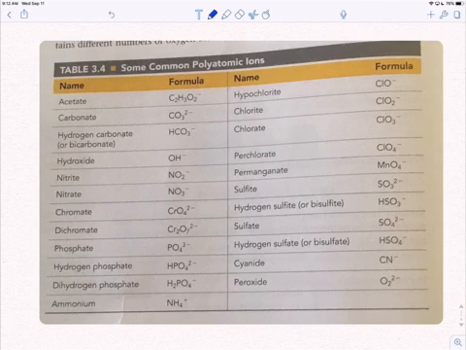Yes, there are some that involve only 2 atoms. Peroxide, for instance, and hydroxide. Those are just 2. But here you have acetate up top. That's 7, a group of 7 atoms all hanging out together.